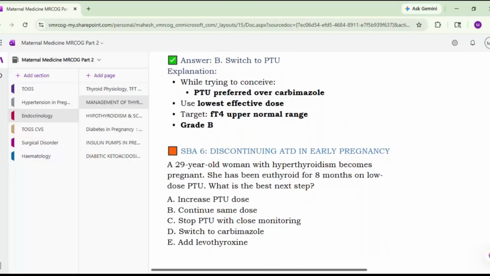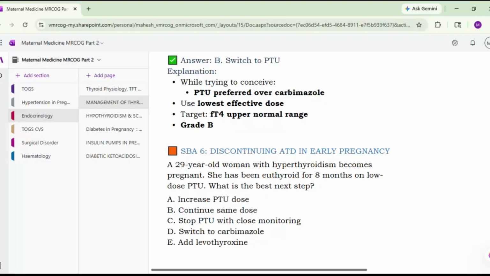A 29-year-old woman with hyperthyroidism becomes pregnant. She has been euthyroid for 8 months on low dose PTU. What is the best next step? Increase PTU dose, continue the same dose, stop PTU with close monitoring, switch to carbimazole, add levothyroxine. It is C, stop PTU with close monitoring.